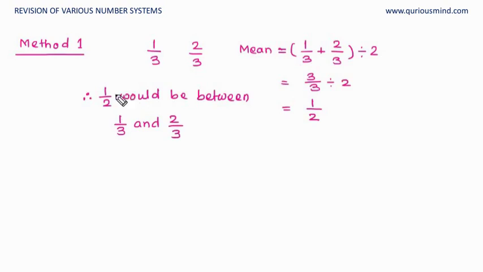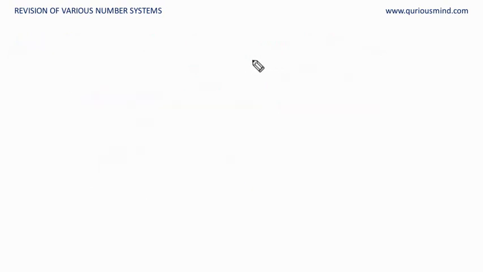Now if I want more, then I can find a number between 1 upon 3 and 1 upon 2, again by finding the mean. So I will find a number here. Or between 1 upon 2 and 2 upon 3, I can find one number between them. And so on I can continue doing, and I can continuously find numbers between them. So this is method 1, by using the mean. Let's see method 2.